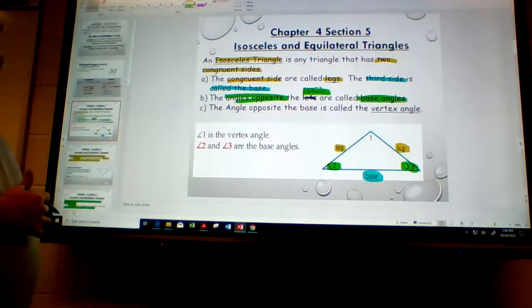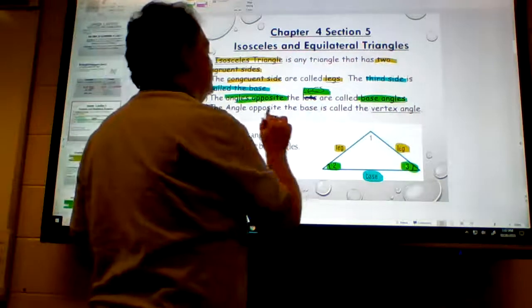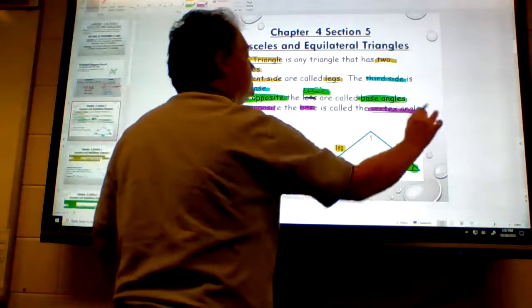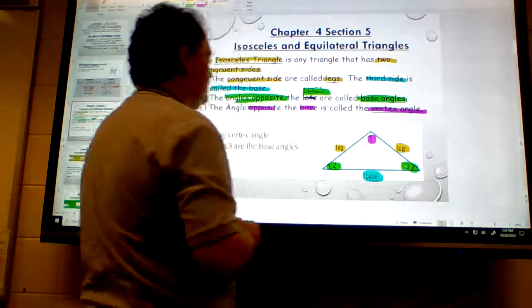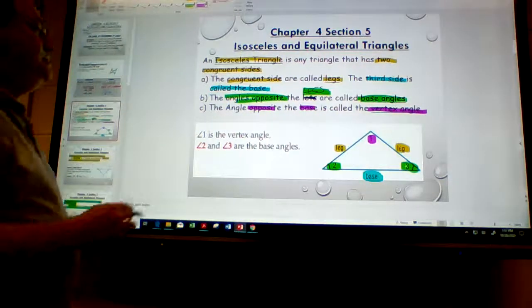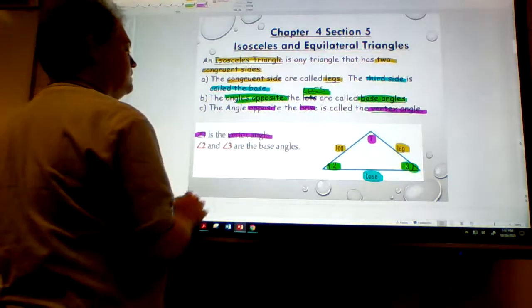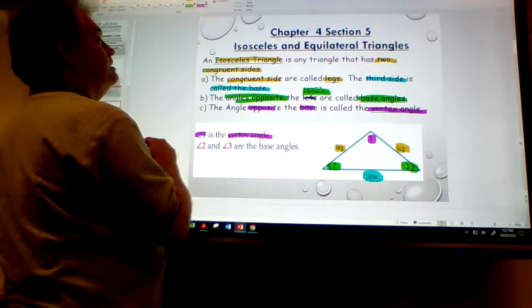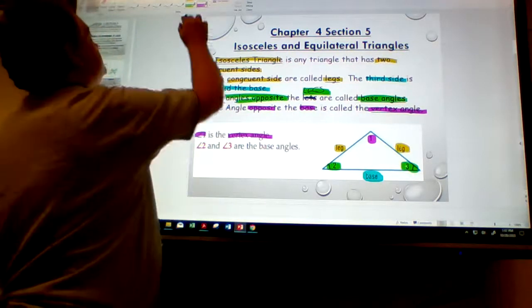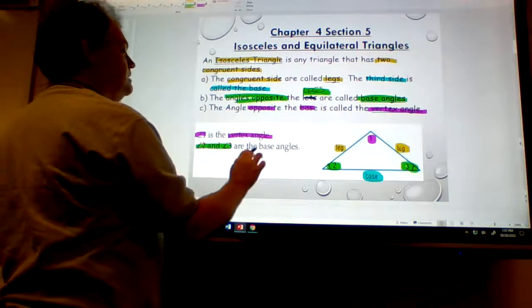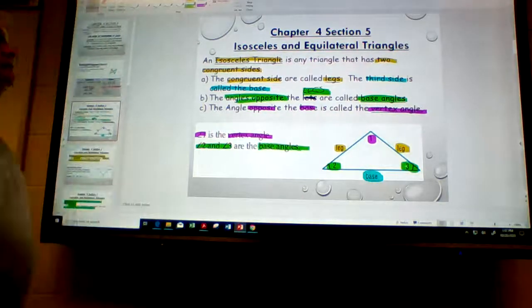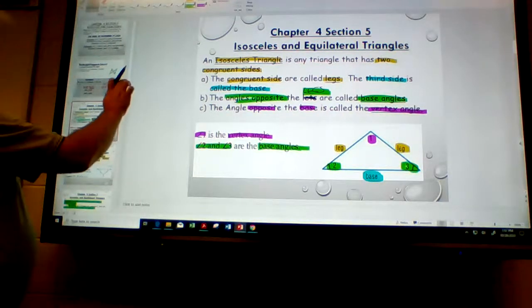And then finally, the angle opposite the base is called the vertex angle, and that's that angle right there, angle 1. All right, so angle 1 is the vertex angle. Angles 2 and 3 are the base angles. So highlight those right there in green. Okay, so you have all that.